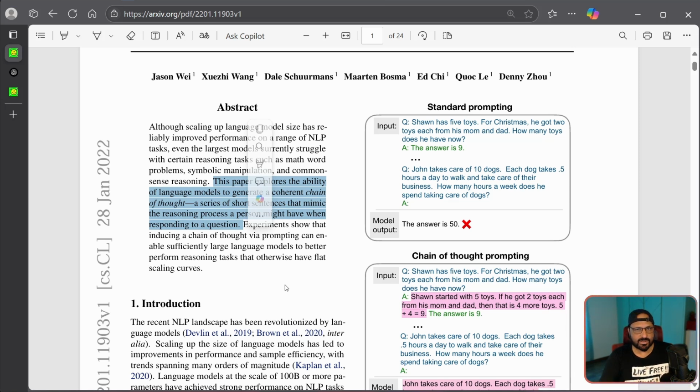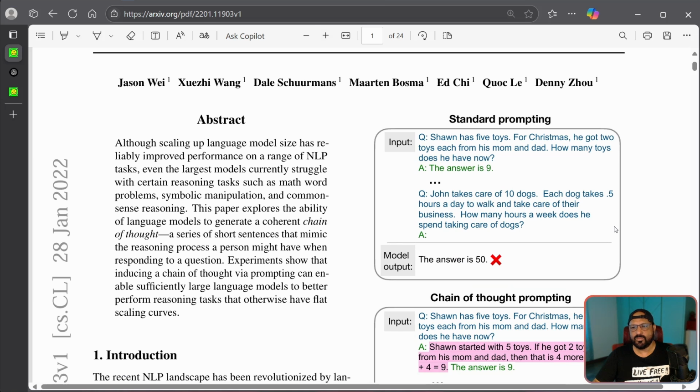So earlier models, when this paper was published, if you gave them a problem which involves multiple steps, they were not very good at answering. For example, this is one of the examples they have given. This was the question, and this is one-shot prompting, and they have provided an answer. This is straightforward: Sean has 5 toys for Christmas. He got 2 toys from his mom and dad. How many toys does he have? Based on this, they have straightforwardly provided the answer.